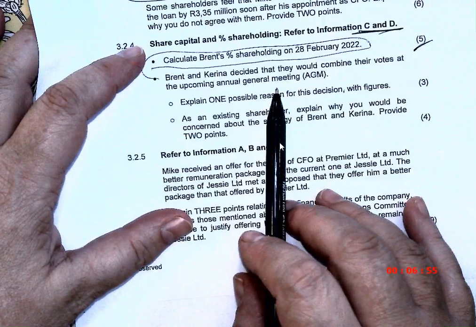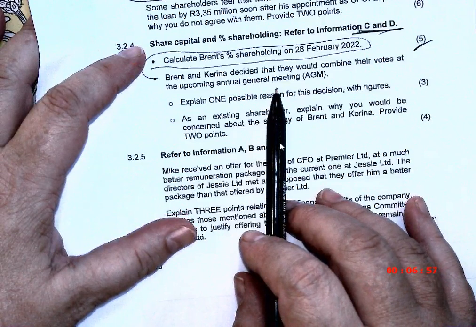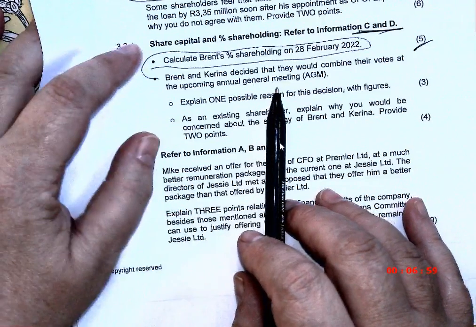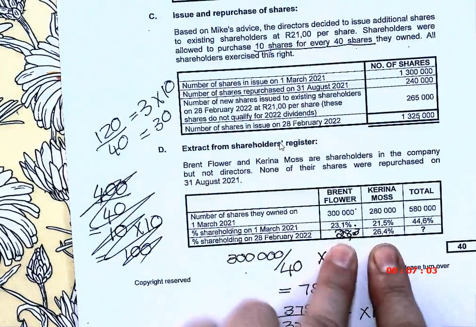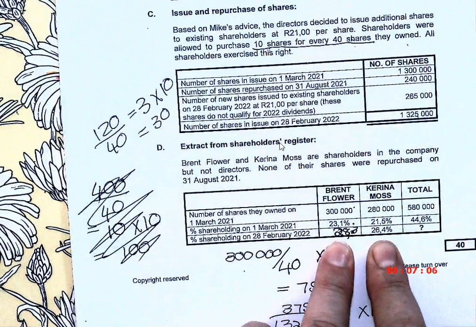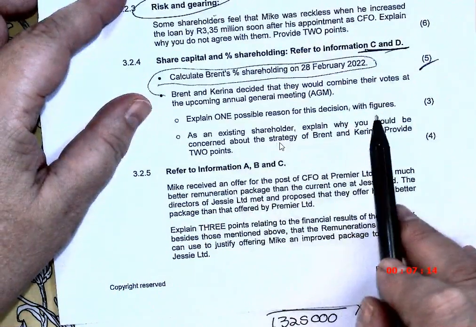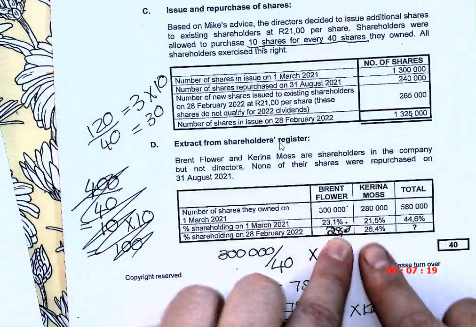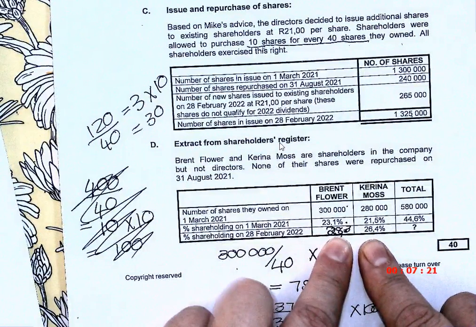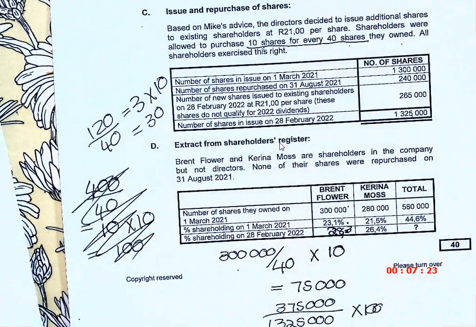At the AGM. Why would they do that? Because if they combine their shareholding, they are together the majority. Okay. So now they say, explain one possible reason, and that's your reason. If they combine the 28 and the 26, they have more than 50%, which makes them together a majority shareholding.